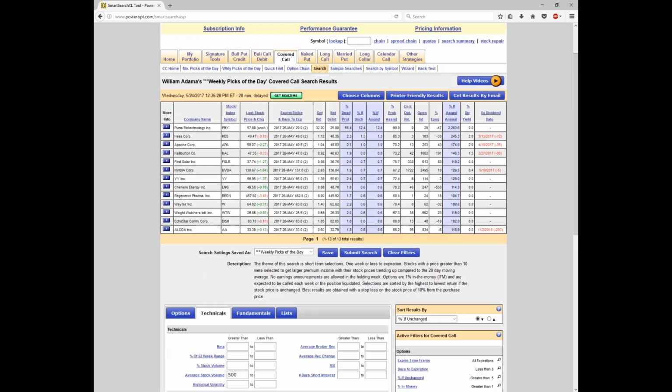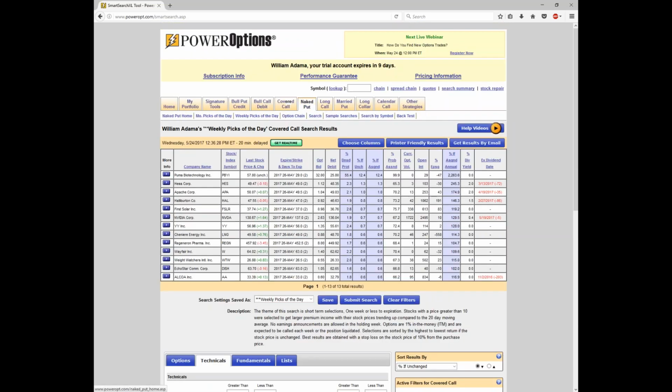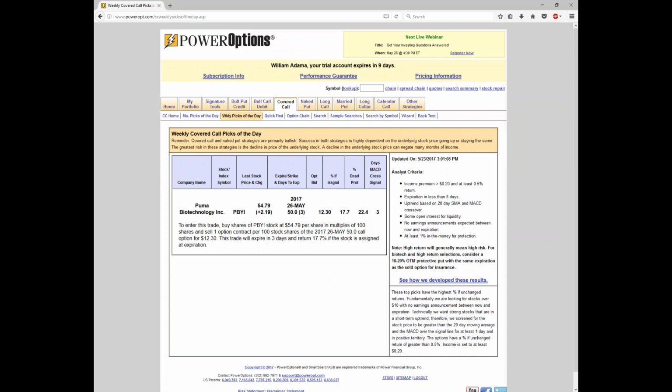Now, that being said, another advantage that we have for you covered call and naked put traders: there are two fields here under covered calls and naked puts called monthly picks of the day and weekly picks of the day. I'll just go to the weekly. There's only one here on Puma Technology, which had a big jump yesterday from earnings. The other day, I apologize.